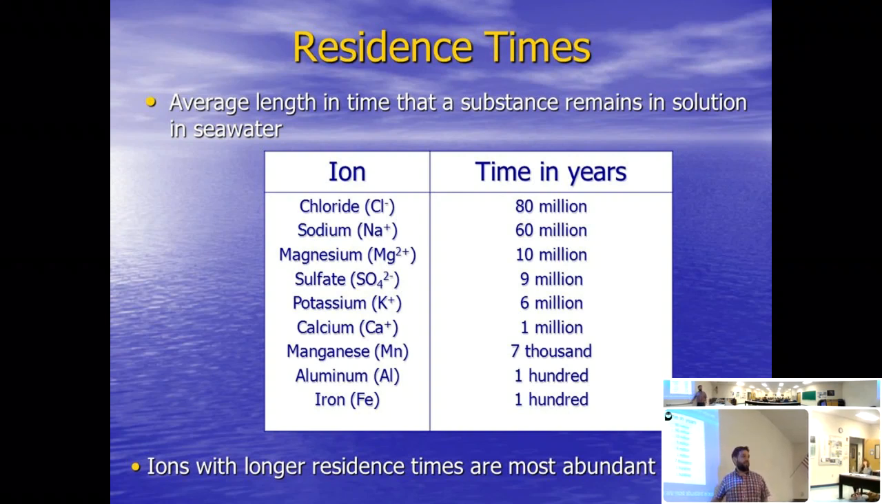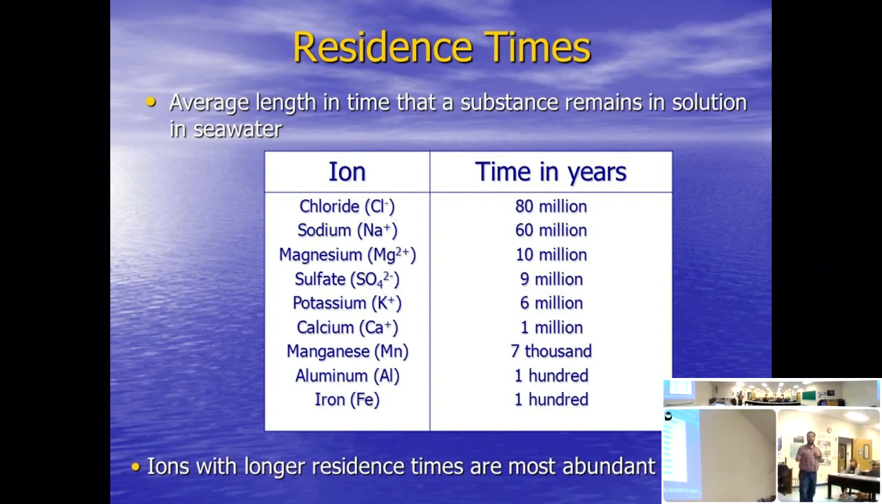So what has the longest residence time in the ocean? Chloride, right? So the average chloride molecule will spend a whopping 80 million years in the ocean. That's a lot. That's a lot more than the mixing time of the ocean. How about sodium? 60 million years. Magnesium? 10 million years. Sulfate? 9 million years.